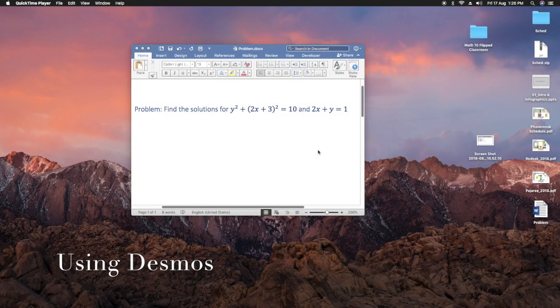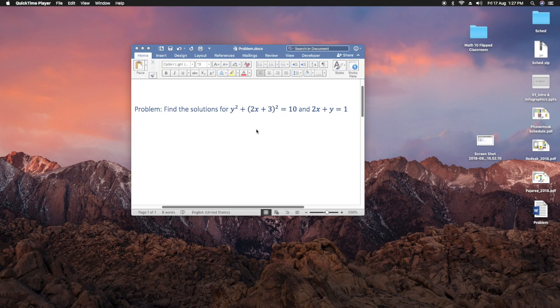Okay guys, so what we're going to do now is take a look at a problem that you probably won't know how to graph, but we can use some cool software to help us graph it and solve the problem using graphing. So if we look at this problem, it says find the solutions for y squared plus (2x plus 3) squared equals 10, and 2x plus y equals 1. We can see that one of these we can graph for sure. This linear equation we can graph. But most of you probably don't have the tools or the knowledge to graph this ellipse yet.